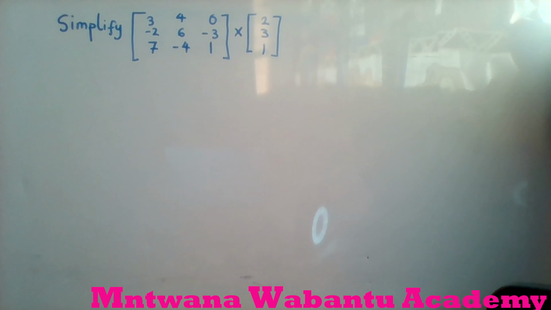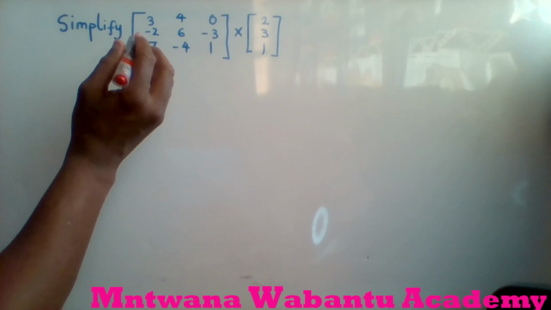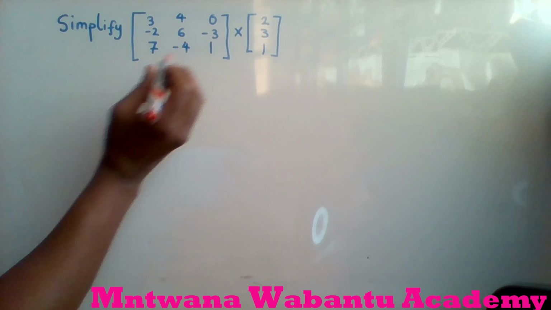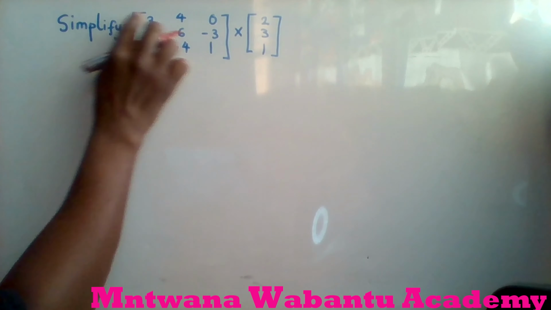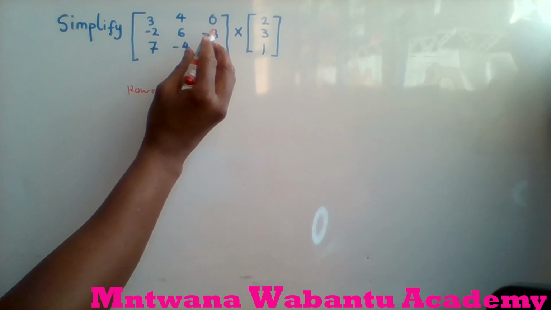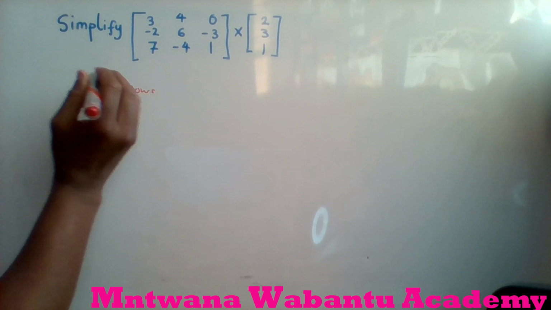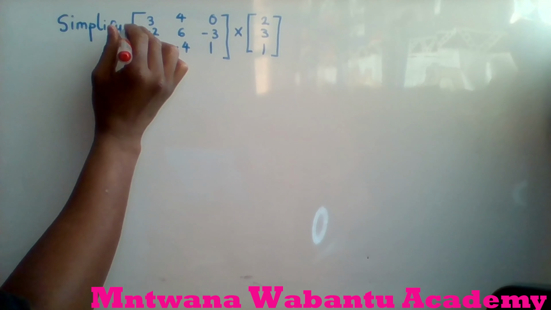So the question says simplify. So this is a matrix. In a matrix, these horizontal ones we call rows. So how many rows do we have? First row, second row, third row. So we have 3 rows. Now we go for columns.